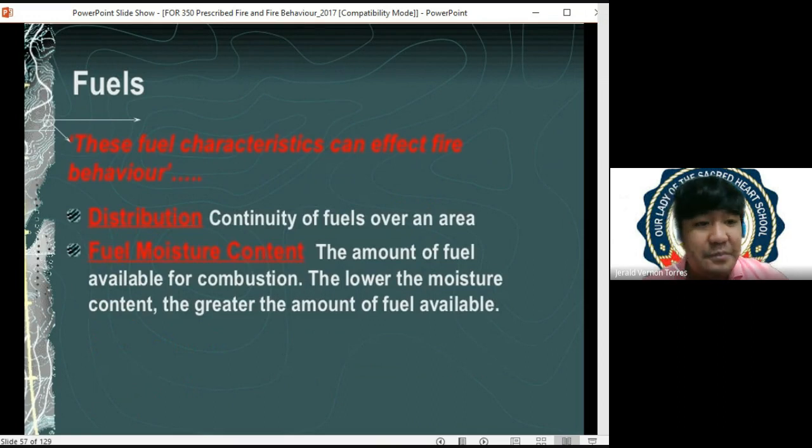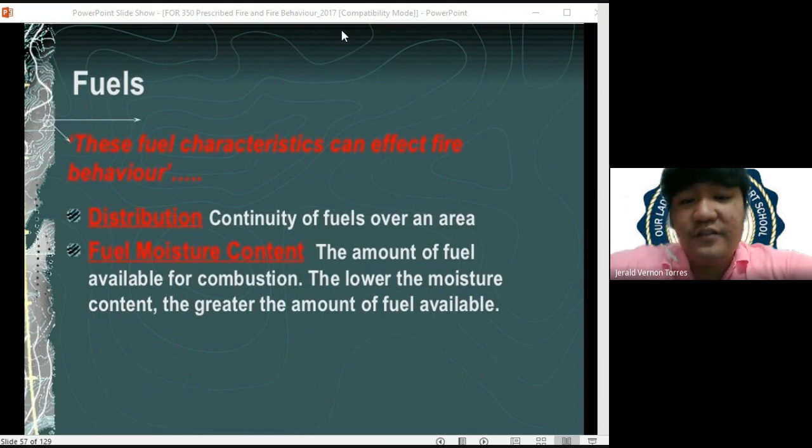Also, the distribution of fuel across the area and the moisture. Moisture contributes greatly to the formation of wildfire. The less moisture, the greater the wildfire. That is why during El Nino, especially in Australia, they are more prone to wildfire because there is less moisture in the fuel there. Unlike regular days or La Nina, where moisture is high, our wildfire scenario is less severe.